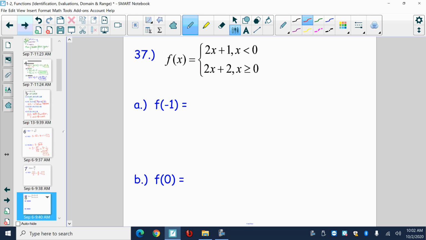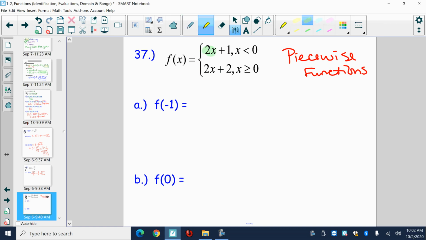Next, 37, f of x equals, this is a piecewise function. A piecewise function is going to be a function that has pieces and parts put together to make one big function. What this means is I'm going to use the 2x plus 1 function for all the values for when x is smaller than 0. You know what this means? It means I'm using this when x is negative. Sorry, I wrote positive. When x is negative. However, I'm going to be using 2x plus 2 when x is greater than or equal to 0, meaning I'm using it for all the positive values.